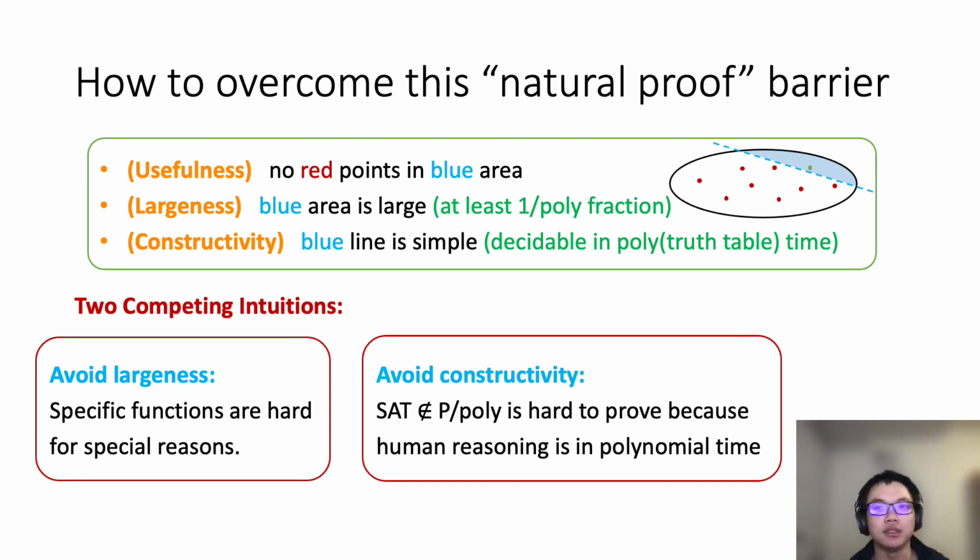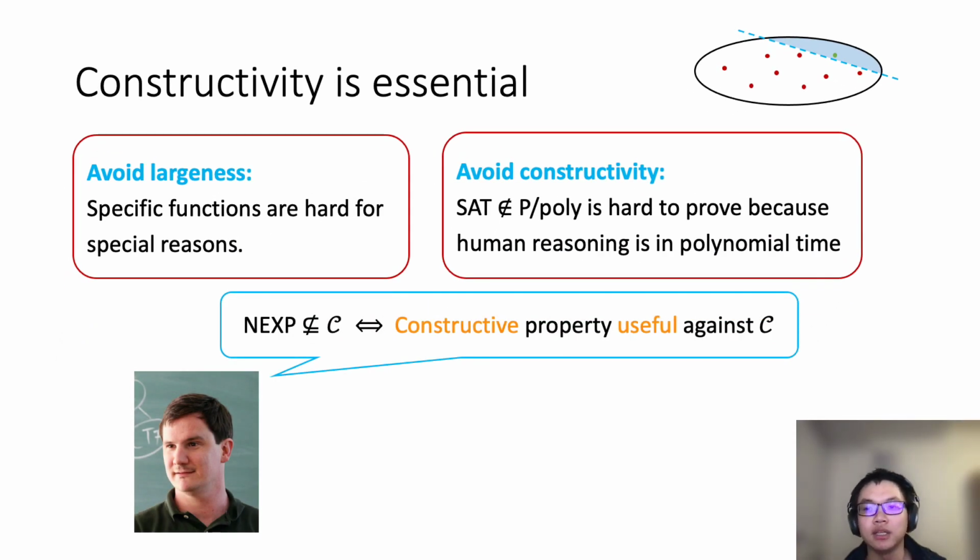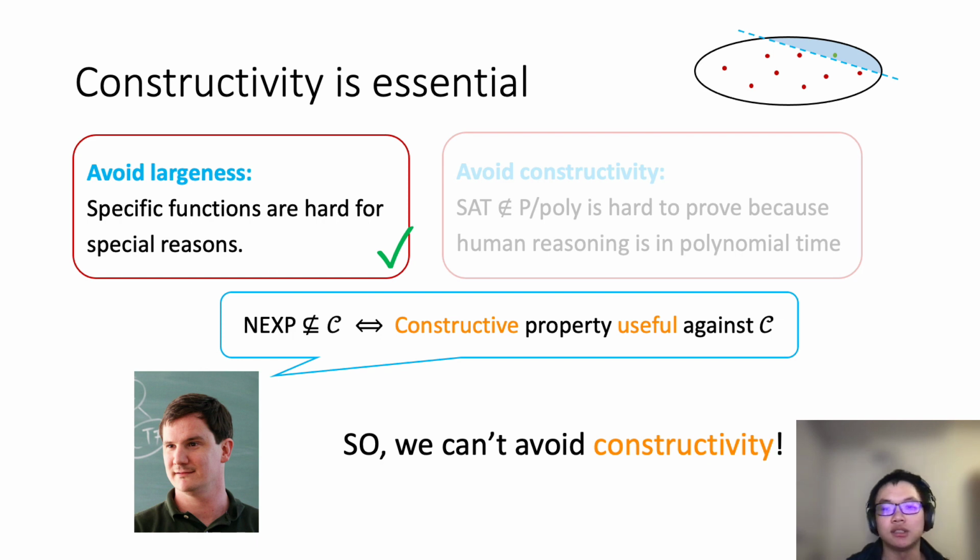But still, the question remains: which of largeness or constructivity should we avoid? Williams gave an answer to this question about 10 years ago, saying that proving a superpolynomial lower bound actually implies a constructive but not large property against C. In fact, he built an equivalence between NEXP is not contained in C and constructive properties. Here, NEXP is non-deterministic exponential time. So it means that to prove a lower bound such as NEXP is not contained in C, we cannot, after all, get rid of constructivity.